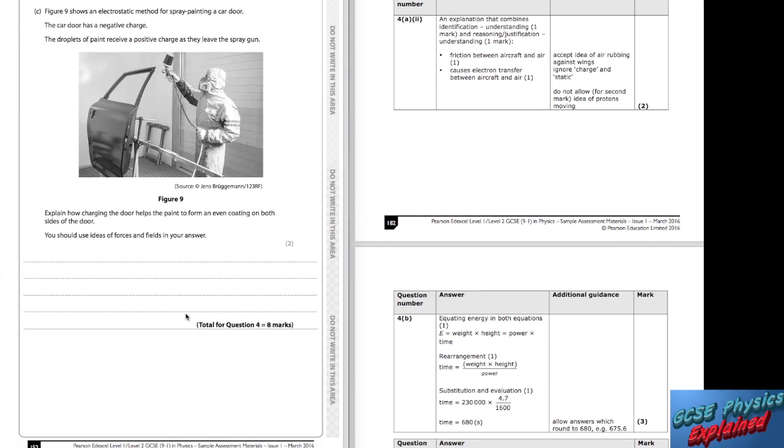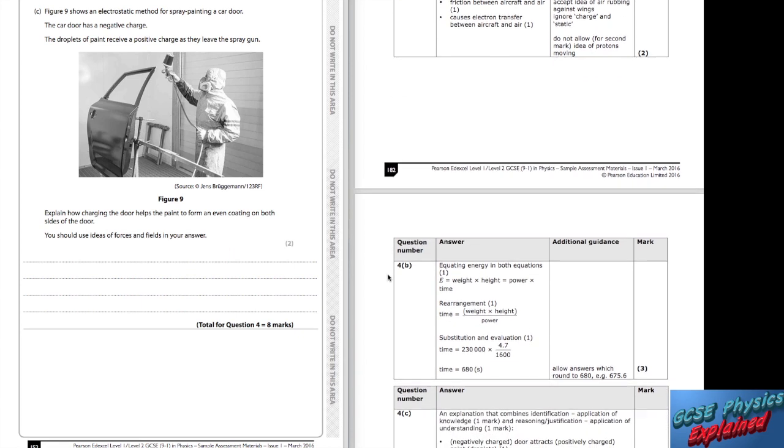Question C. Figure 9 shows an electrostatic method for spray painting a car door. The car door has a negative charge. The droplets of paint receive a positive charge as they leave the spray gun. Explain how charging the door helps the paint to form an even coating on both sides of the door. You should use ideas of forces and fields in your answer. It's worth 2 marks.